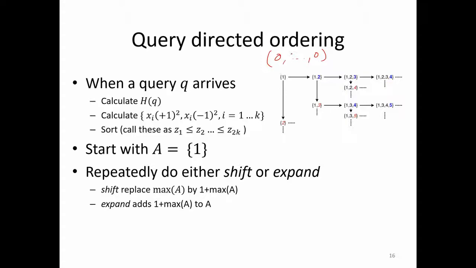Now how do we do it? Basically, the algorithm they use is actually a pretty simple algorithm. They calculate this xi squared, xi plus 1 squared and xi minus 1 squared for all i between 1 to k, and let us call these z1 till z2k. So there are 2k of these values.